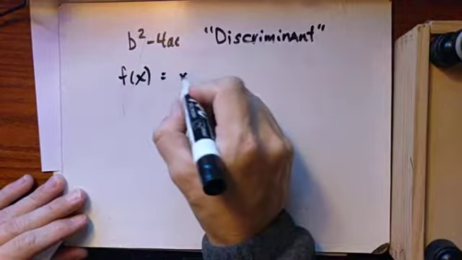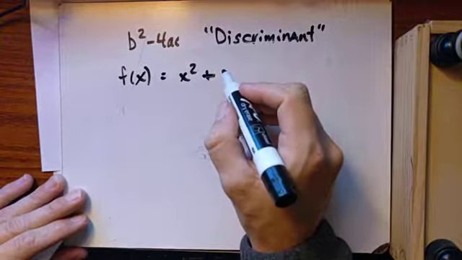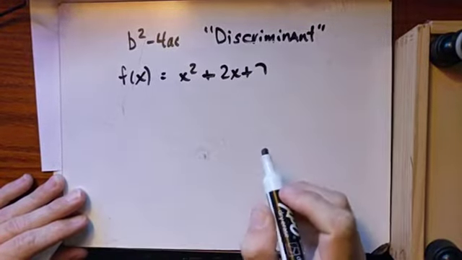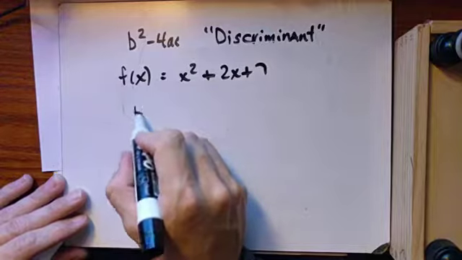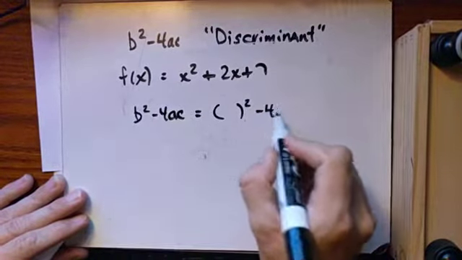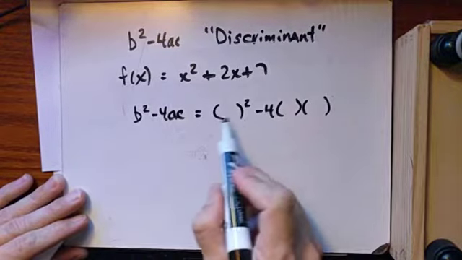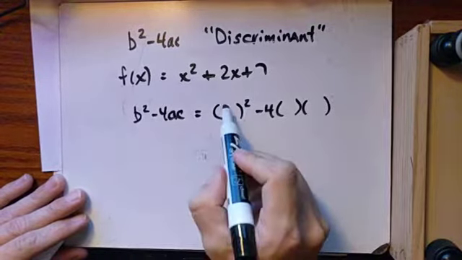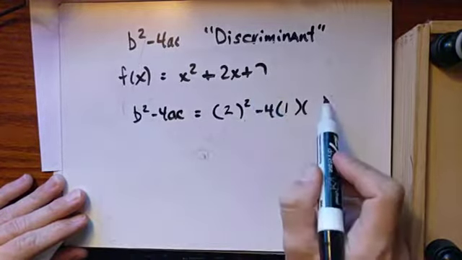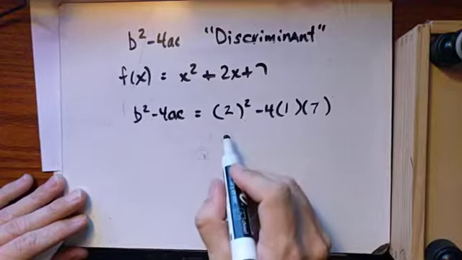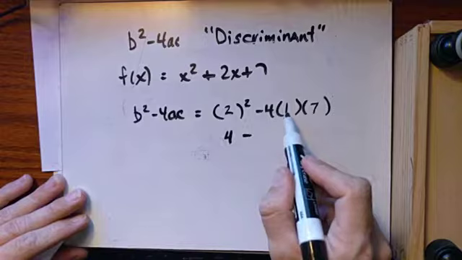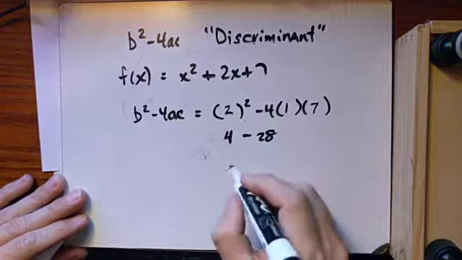It's x squared plus 2x plus 7, right? So let's see if we can calculate this value, b squared minus 4ac. So what number goes here for b? That's 2. What number goes here for a? That's 1. And what number goes here for c? That's 7. So this would be 4, because 2 times 2, minus 4 times 1 times 7, which is 28.